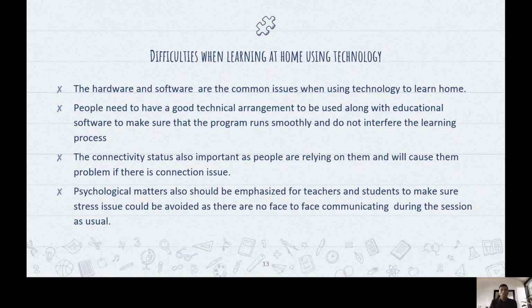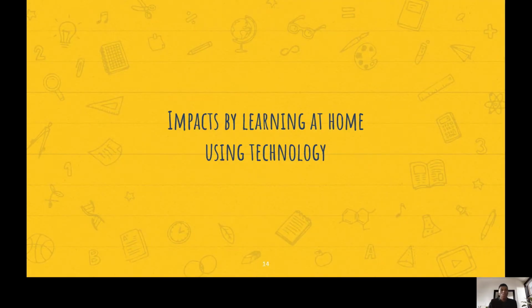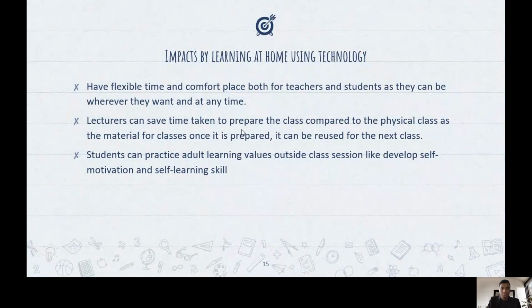Other than that, people also need to emphasize psychological health to make sure that stress or anything that could cause stress to us is avoided. This is important because there are no face-to-face communication sessions, and we worry that people couldn't solve their problems by themselves. Moving on to the third one, which is impacts of learning at home using technology.